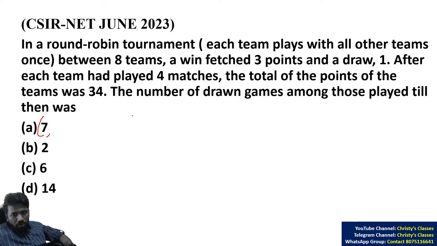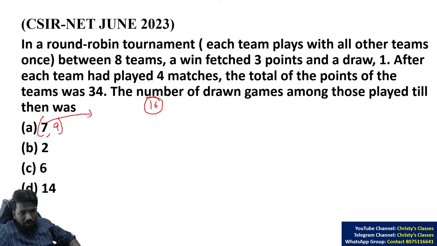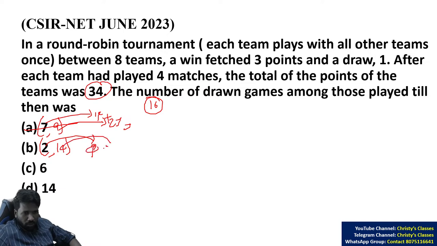Option A answer hai toh, draw match ka number 7 hai, toh total hame pata hai 16 matches hua hai. So no draw match ka number 9 hona chahiye na. Draw match mein 7 into 2, 14 points. No draw match mein 9 into 3, 27 points. 14 plus 27, 34 nahi hai, 34 milna chahiye na. To option A is wrong. Option B, 2 draw match hai to baki 14 no draw match hai. 2 draw match ka 4 points, 14 no draw match ka 14 into 3, 42 points. Ye 46 hai, 34 nahi, to option B bhi eliminate.